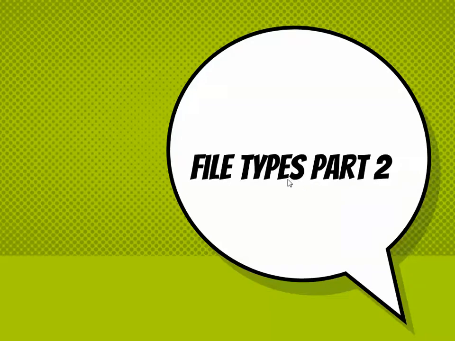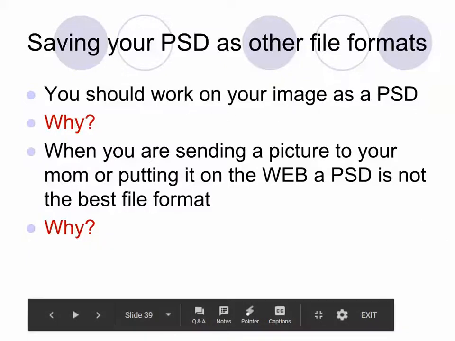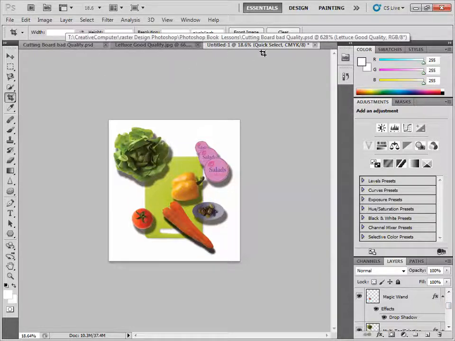Oh yeah, file types, part 2. This is a big deal. You should work on your image as a Photoshop document. Why? Okay, so look. See all this stuff, all these layers? That's part of our Photoshop document. So this is called, oh, it's untitled. I should have saved this. So this is our document.